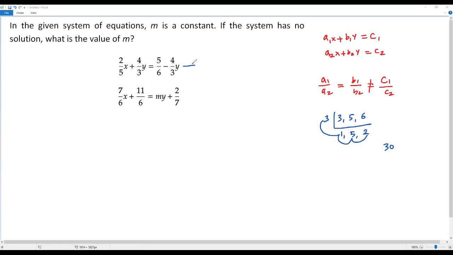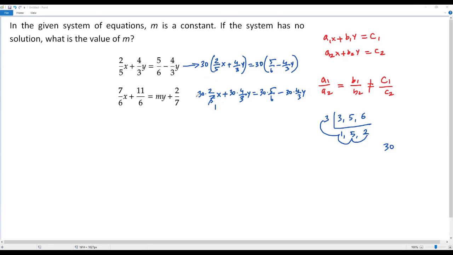Let's multiply both sides of this equation by 30 to get rid of all the denominators. That is 30 times 2 over 5 times x, plus 4 over 3 times y, equals 30 times 5 over 6, minus 4 over 3 times y. Okay, let's distribute this 30 to the terms. Then we get 30 times 2 over 5 times x, plus 30 times 4 over 3 times y, and on the right side, 30 times 5 over 6, minus 30 times 4 over 3 times y.